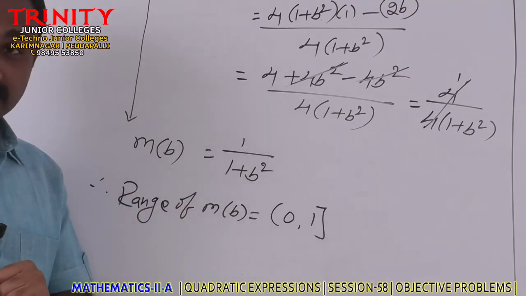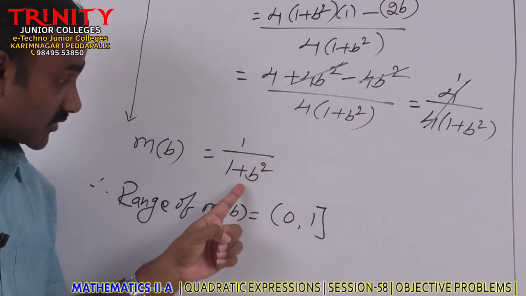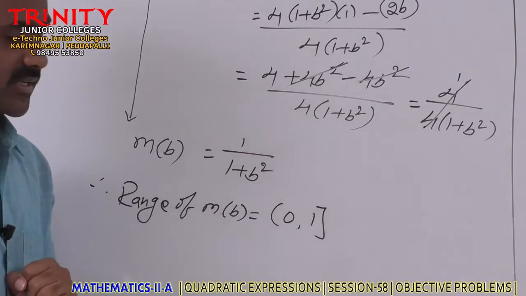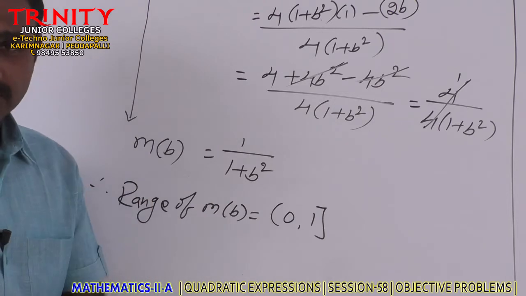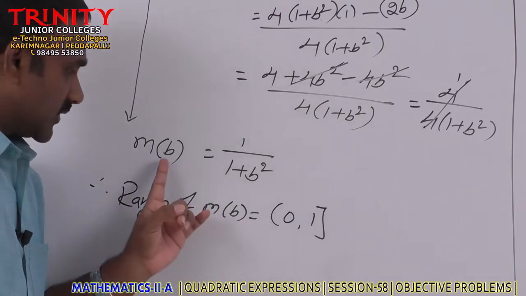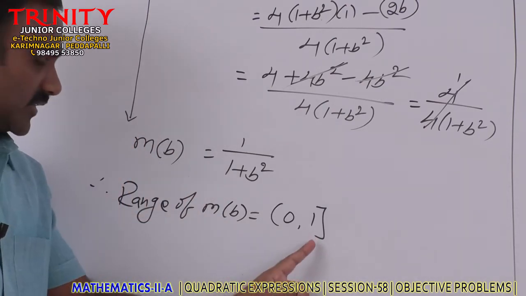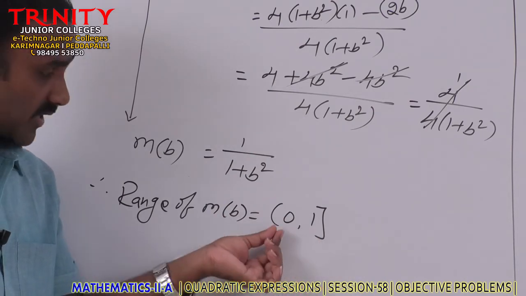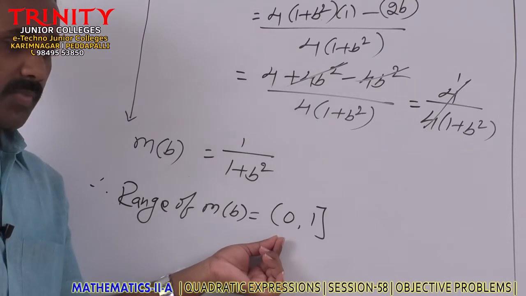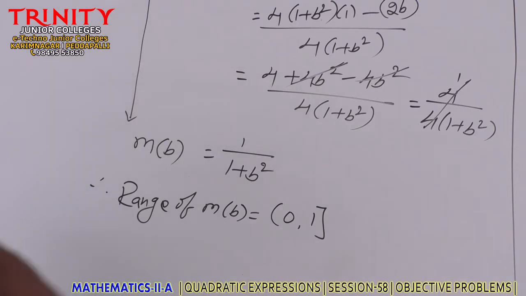We are getting the set of images. But if you take x equal to, suppose, minus 1, whose square is 1, plus 1 is 2, and 1 by 2 is 0 point something. If you take x equal to 3, then 1 by 10 is 0 point something. Any value of this function is greater than 0 but less than or equal to 1. Therefore the range of the function is (0, 1], with 0 open and 1 closed.